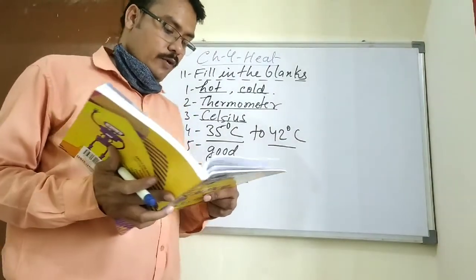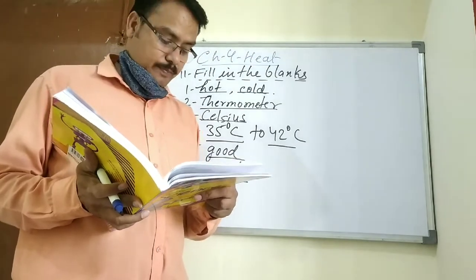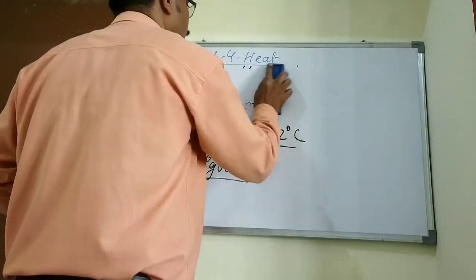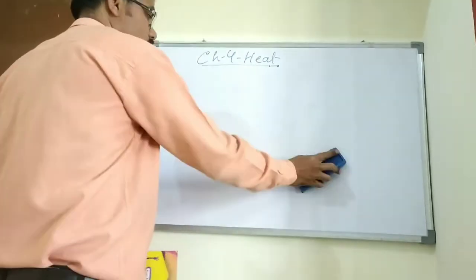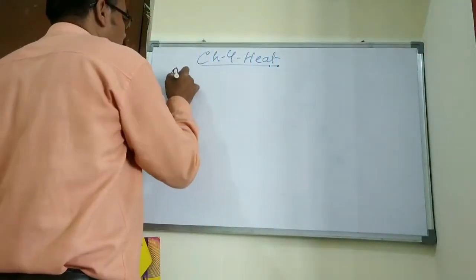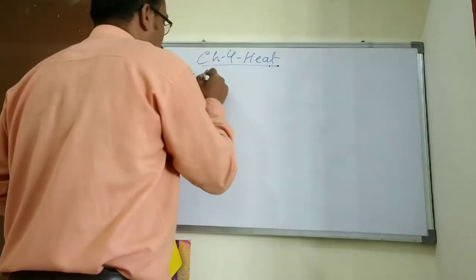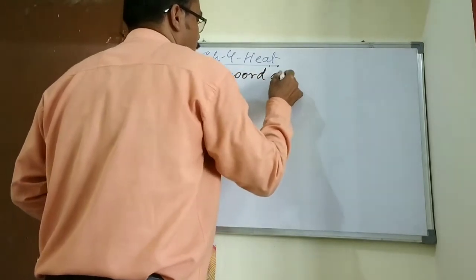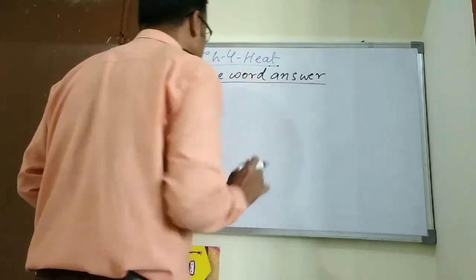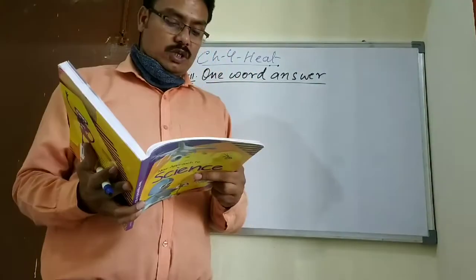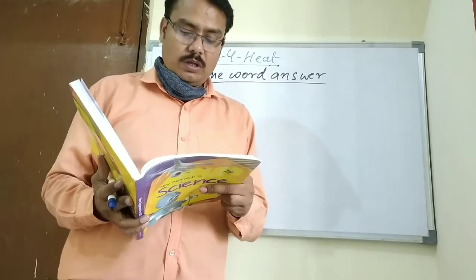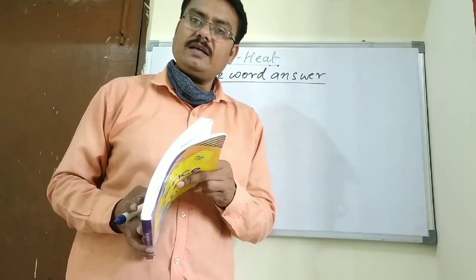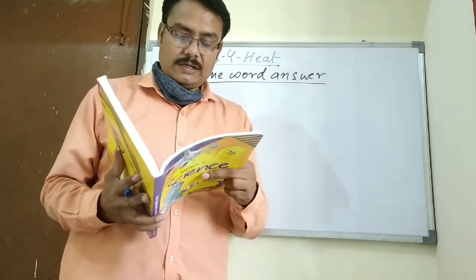Now students, the third question from A, give one word for the following, that is page number 68. I am going to explain. Listen carefully. So student, in the one word question, question number 1: the degree of hotness or coldness of a body. If a body is how much degree hot or how much degree cold, what is the one word that could be used for that, student? Yes, temperature. It's called temperature.